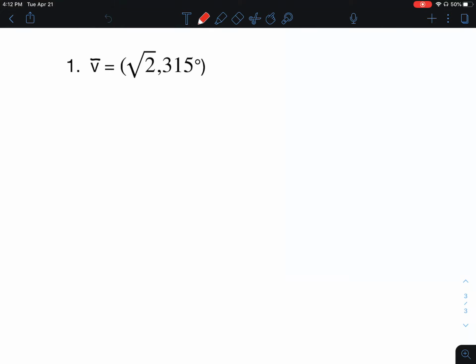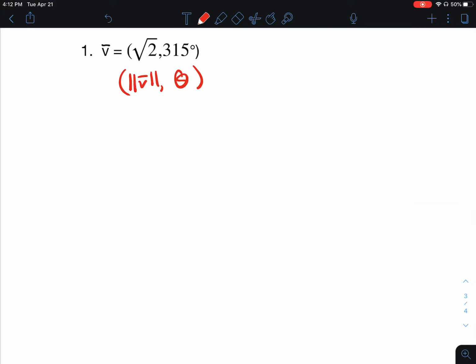Number one, we're given vector v, and we're told that its magnitude is 2, and we're told that the angle in standard position is 315 degrees. So let's draw that first. 315 degrees is going to fall into quadrant 4. And what I want to know is what the reference angle is. If this is 315 degrees, that reference angle is whatever the number is between 315 and 360, which is 45.